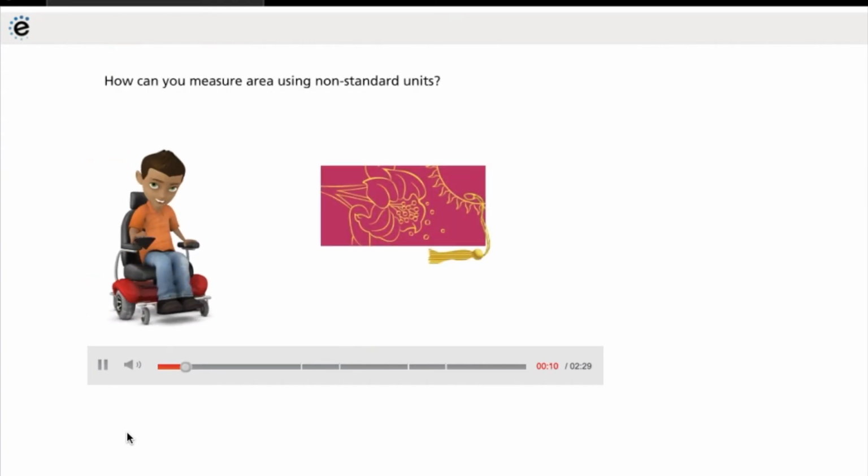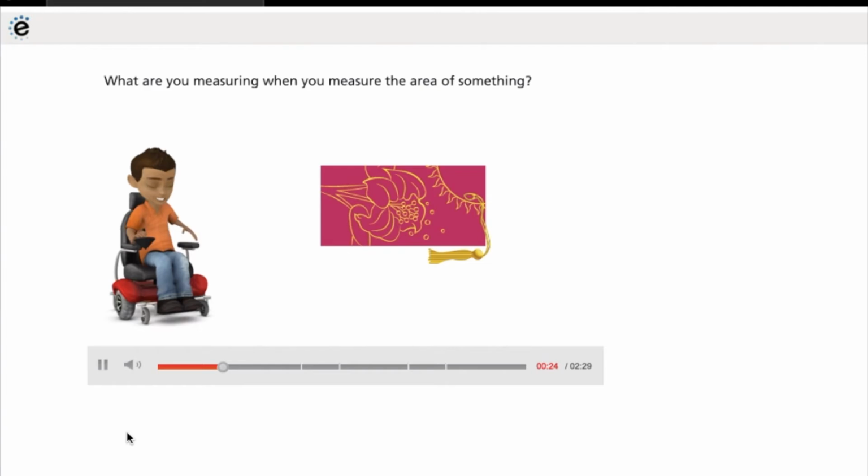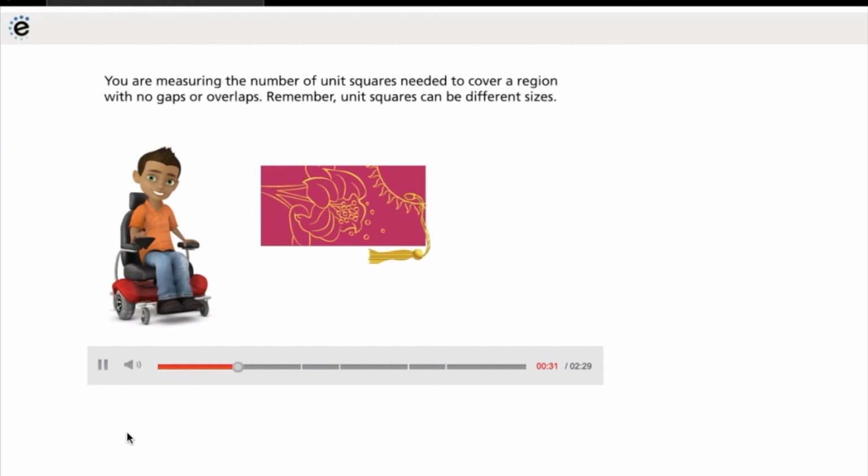How can you measure area using non-standard units? Tran has designed a bookmark for a paperback book. How can he use unit squares to find the area of his bookmark? What are you measuring when you measure the area of something? You are measuring the number of unit squares needed to cover a region with no gaps or overlaps.